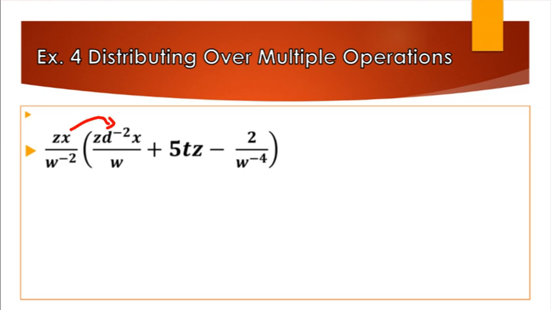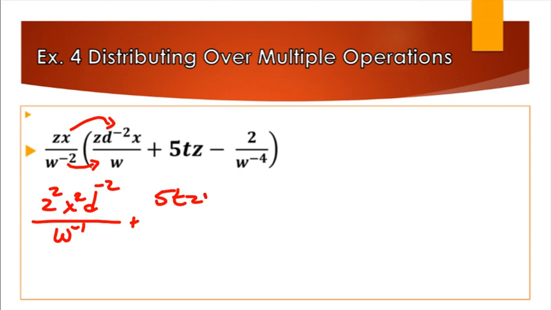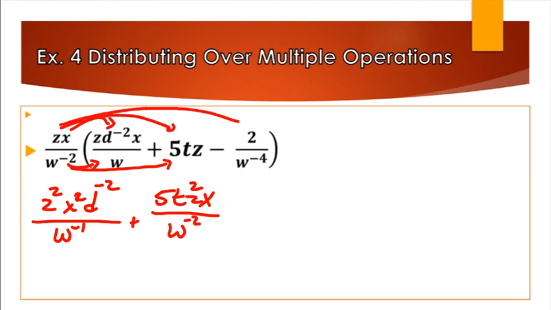Next one, we have z squared x squared d to the negative second over w to the negative first, plus 5 t z squared x over w to the negative second. Now we have minus 2zx over w to the negative 2 plus a negative 4, which is negative 6.